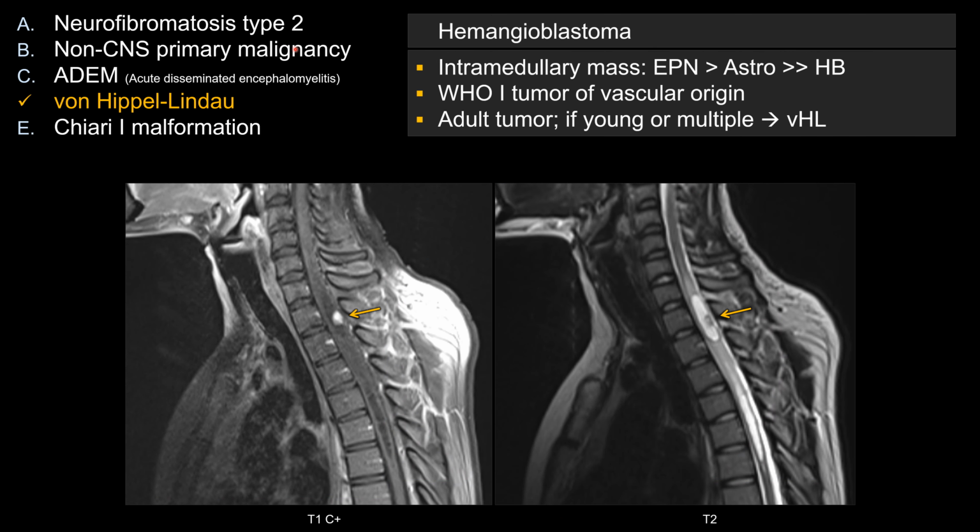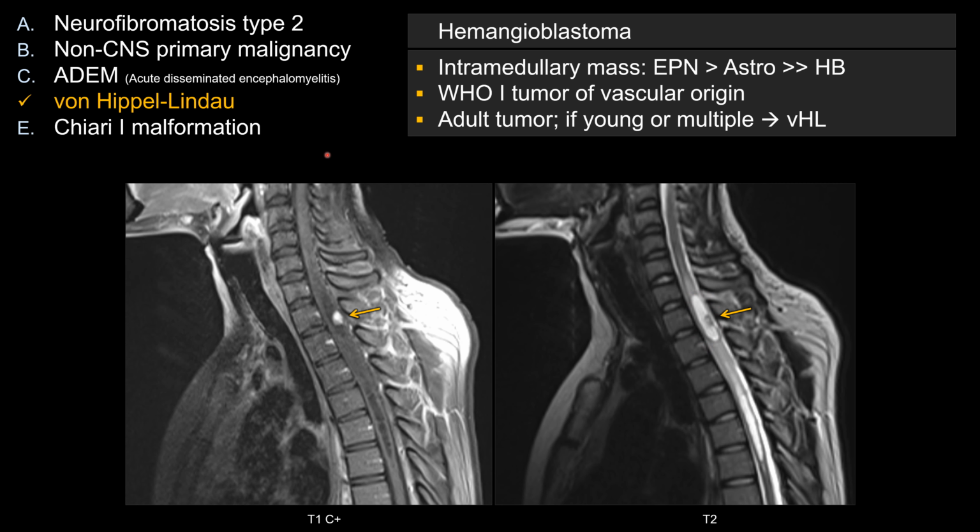Let's look at the other answers that do not work as well in this case. For choice A, NF2. NF2 can produce three types of lesion: multiple schwannomas, meningioma, or ependymoma. So if you think about NF2, this intramedullary lesion must be ependymoma. We already talked about why ependymoma is not the best choice in this case.